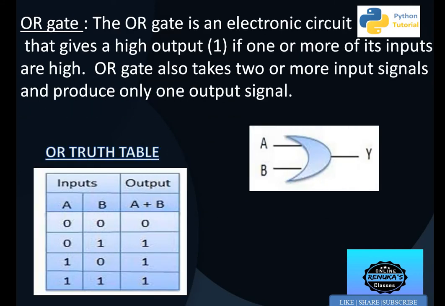Moving next to OR gate. The OR gate symbol is this. This is an OR gate with two inputs and one output. Whether 2 inputs or 3 inputs are there, the OR gate says that the output will be 1 if any one input is 1. If any single input is 1, then the output will be 1. Here: 00 0, 01 1, 10 1, 11 1.